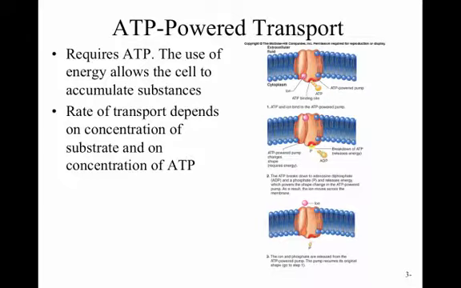We haven't talked about the concentration gradient yet, but in an ion channel, it will move from high concentration to low concentration. For an ATP-powered transport, they can build up ion concentration. So it can go from low to high and still keep putting ions into the higher concentration. The rate depends on the concentration of the substrate, meaning the molecule that it's moving, and the concentration of ATP. If you run out of ATP, that transport protein is shut off.